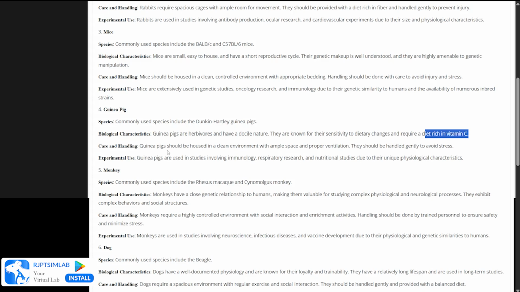Care and handling: the guinea pig should be housed in a clean environment with ample space, which means appropriate space and proper ventilation. They should be handled gently to avoid stress. And the experimental use of guinea pigs is in studies involving immunology, respiratory research, and nutritional studies due to their unique physiological characteristics.